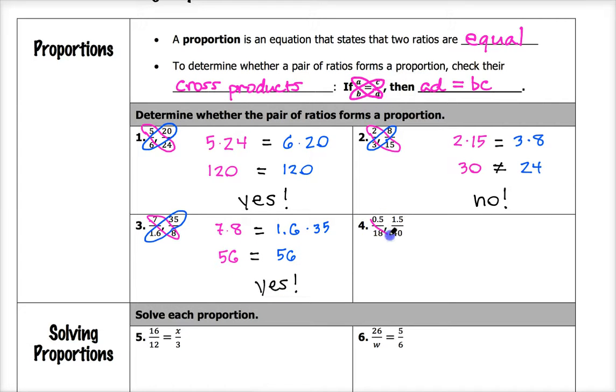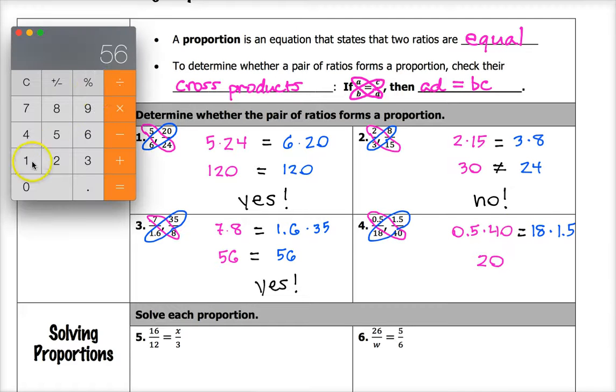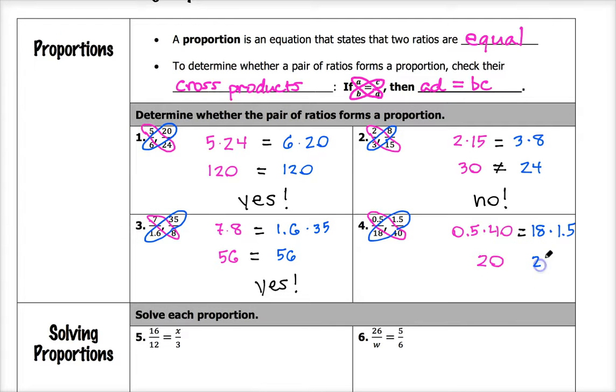Okay, 0.5 over 18 and 1.5 over 40. So we'll do 0.5 times 40, and then we'll do 18 times 1.5. 0.5 is just a half, so this is asking you to take half of 40, which is 20. And then 18 times 1.5, that's going to give you 27. So 20 is obviously not equal to 27, and therefore those are not proportional. So that's how to check whether two ratios are proportional.